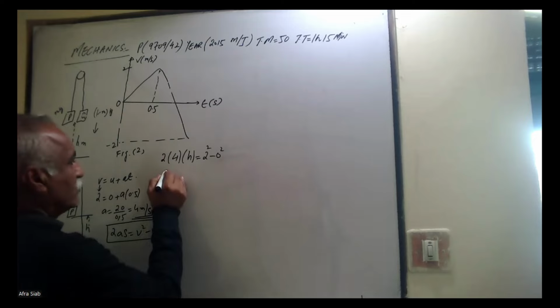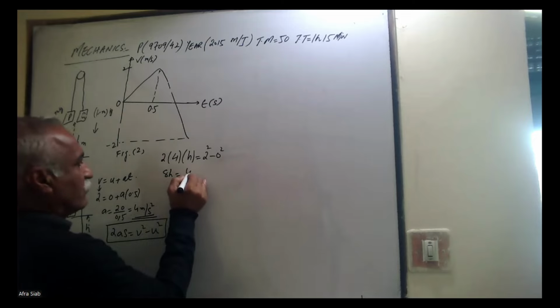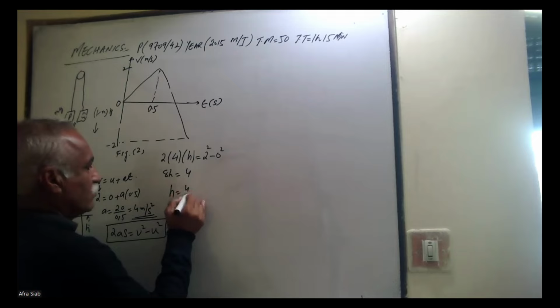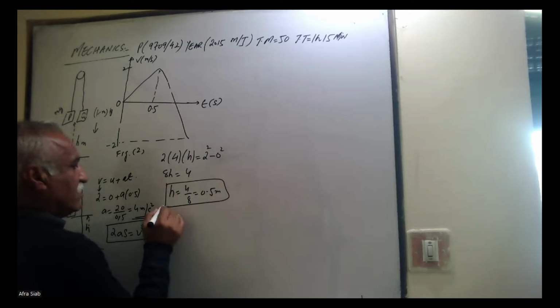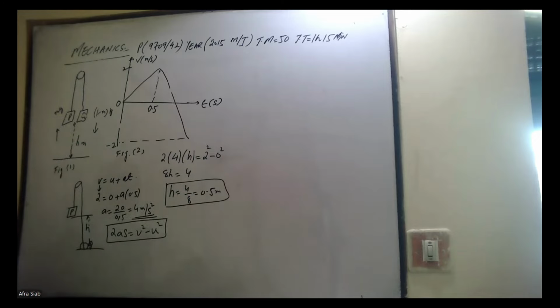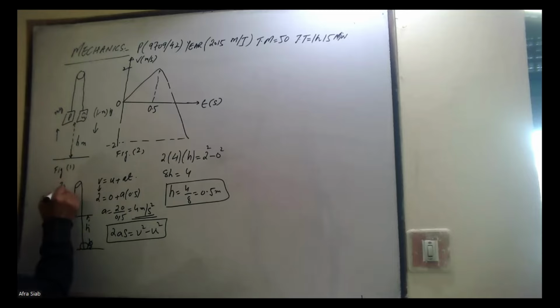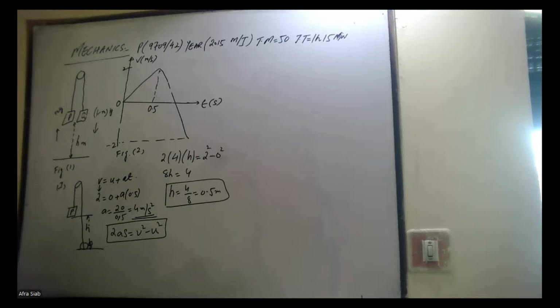So that is equal to 8h is equal to 4, or h is equal to 4 over 8, and that is equal to 0.5 meter. It is at a height of 0.5 meter above the ground for this particle Q. So this is the first part of this question. Then they are asking us to find the value of M and the tension T.